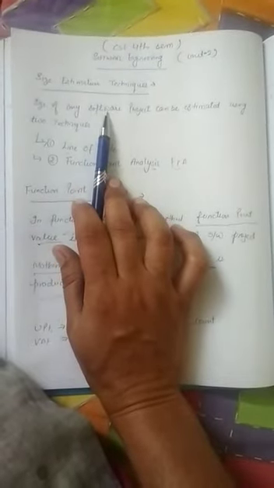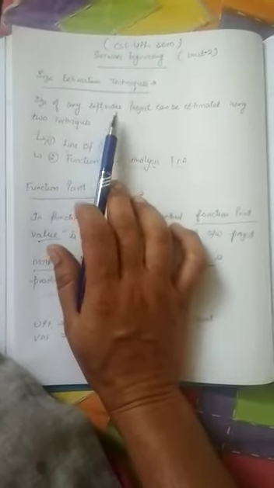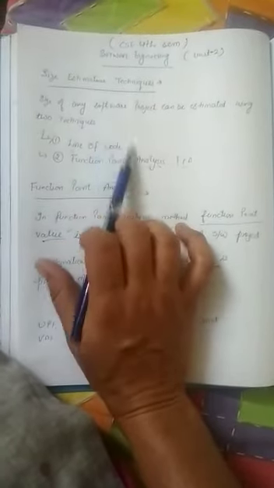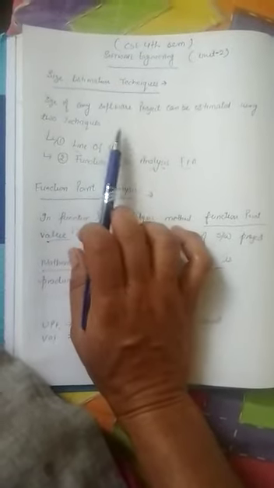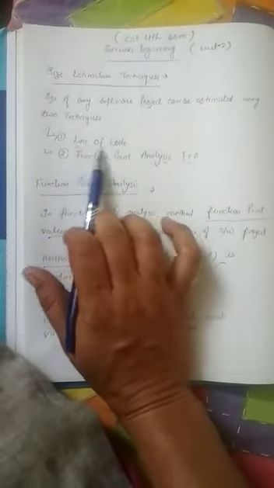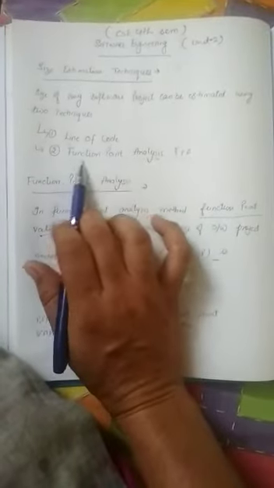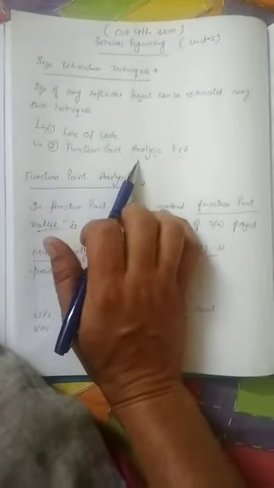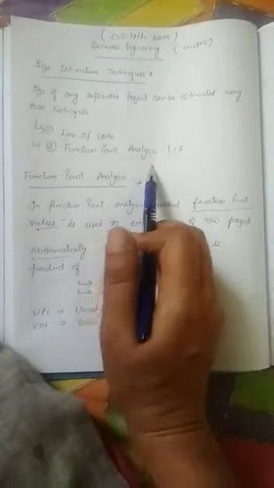Size estimation means when we code a software, then the coding is in any language, and according to that code we can calculate the size of the software. It means directly we can say that the line of code is the basic method to calculate the size of any software. And the second one is function point analysis. We will discuss function point analysis technique today.